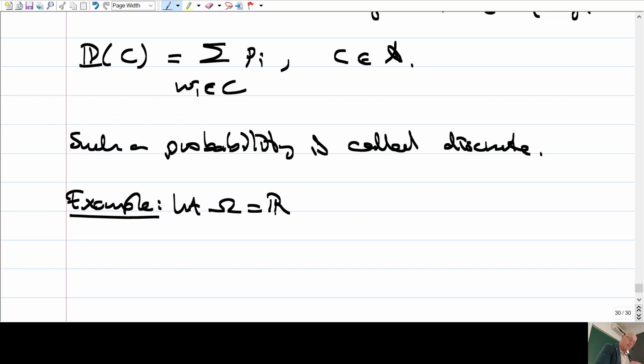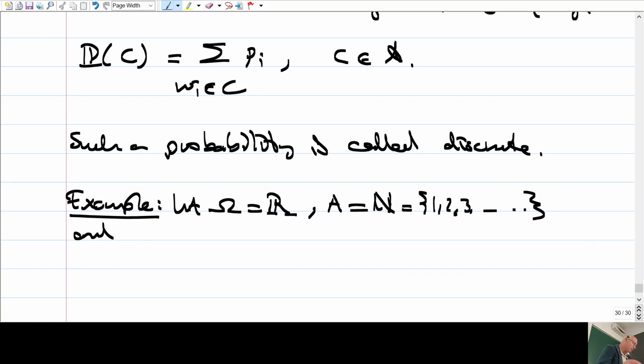Okay, let omega be the set of all real numbers, and A the countable subset of reals, which is the set of integers. Or maybe let me just choose the set of positive real numbers. So this is just 1, 2, 3, and so on.